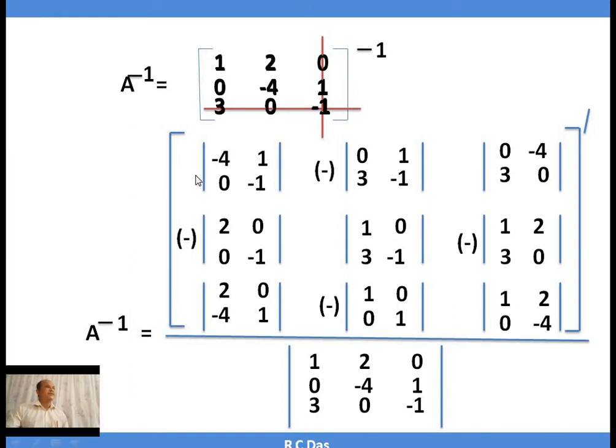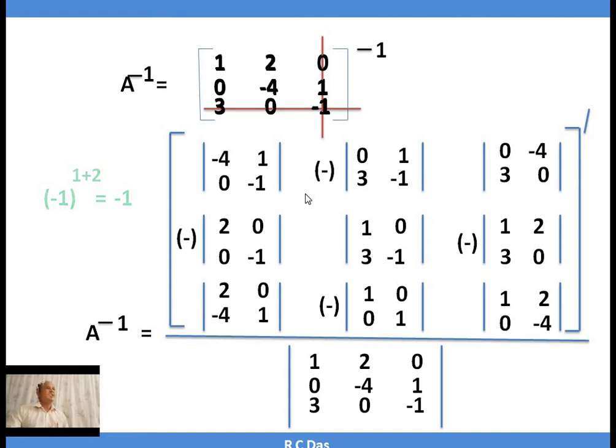Now here we have put the signs plus, minus, because in the cofactor we have to multiply by minus 1 to the power of the row number plus column number where the element is. See here, the first element is in first row and first column, that is 1 plus 1, so minus 1 to the power 2 is plus 1. So that is why it is plus. Here it is minus because it is in first row and second column, so 1 plus 2, which is 3. Minus 1 to the power 3 is minus 1. So that is why it is minus.